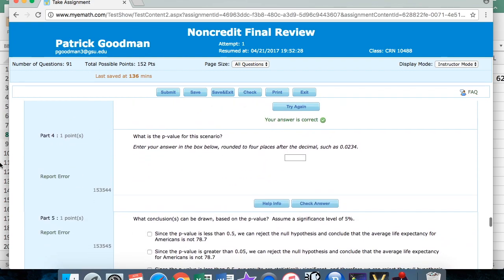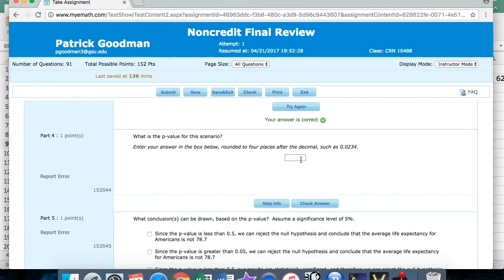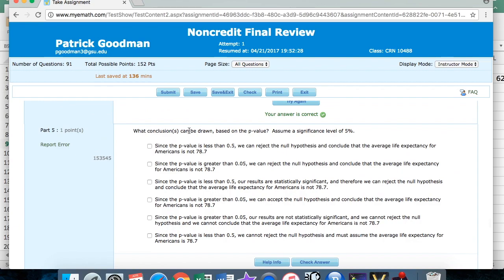Okay, what is the p-value for the scenario? This one. Okay, so 4 places. 1, 2, 3, 4. So this will be 6. So kill everything after 6. And there you go. So now what conclusions can be drawn?